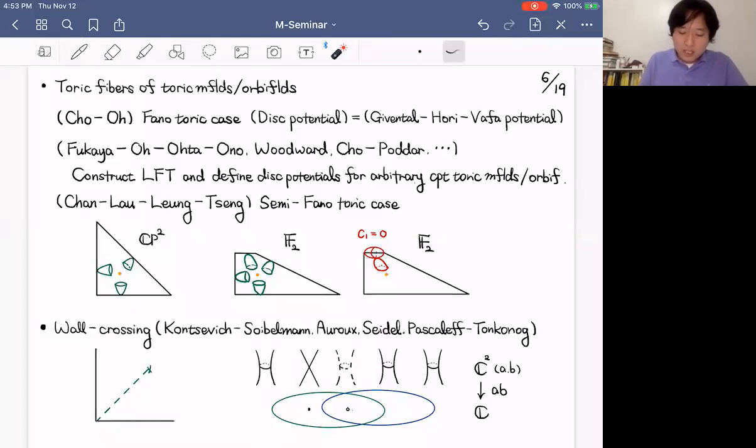Okay. In general, beyond the semi-Fano cases, we do not know how to compute it. Chan, Lau, Leung and Tseng actually give an algorithm to compute the potential function for the semi-Fano toric case. So one other development is a wall-crossing formula.